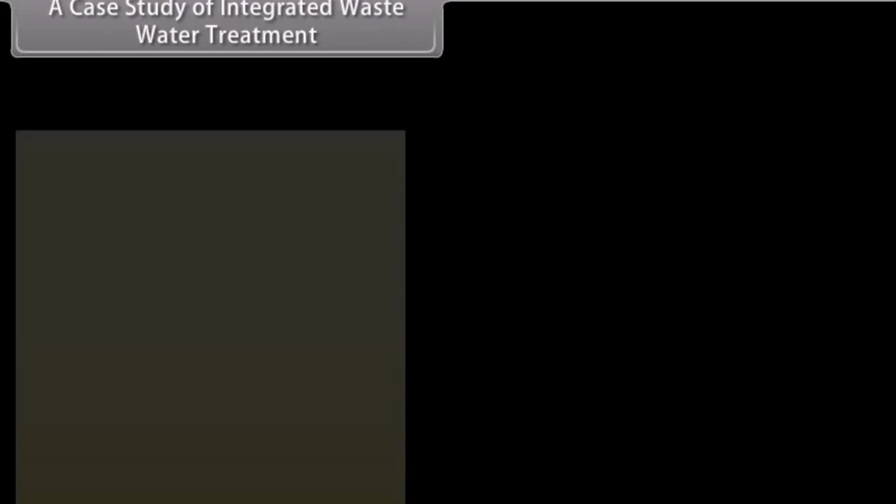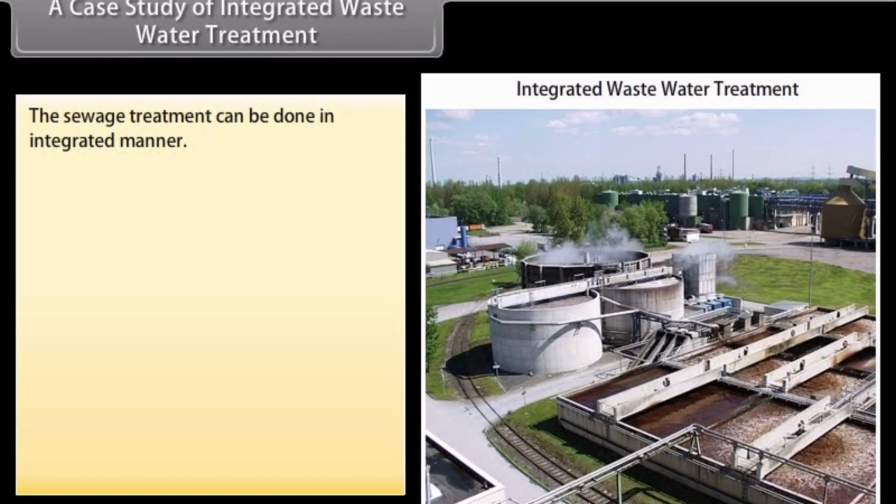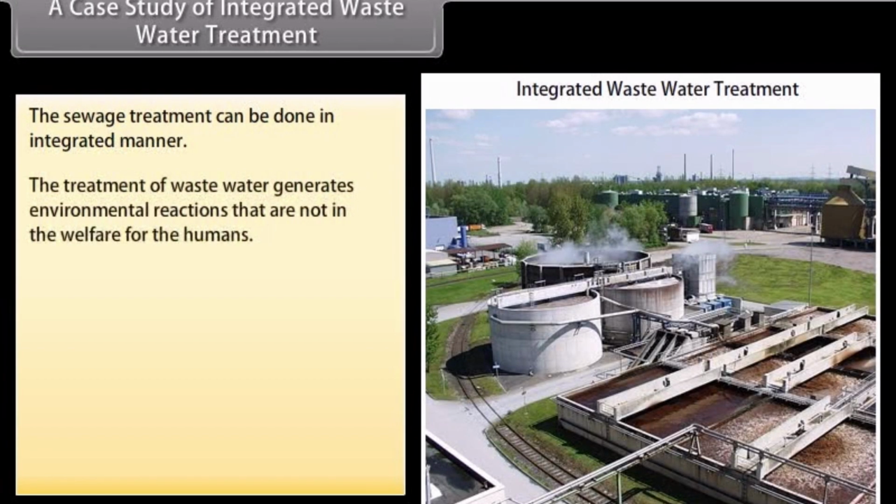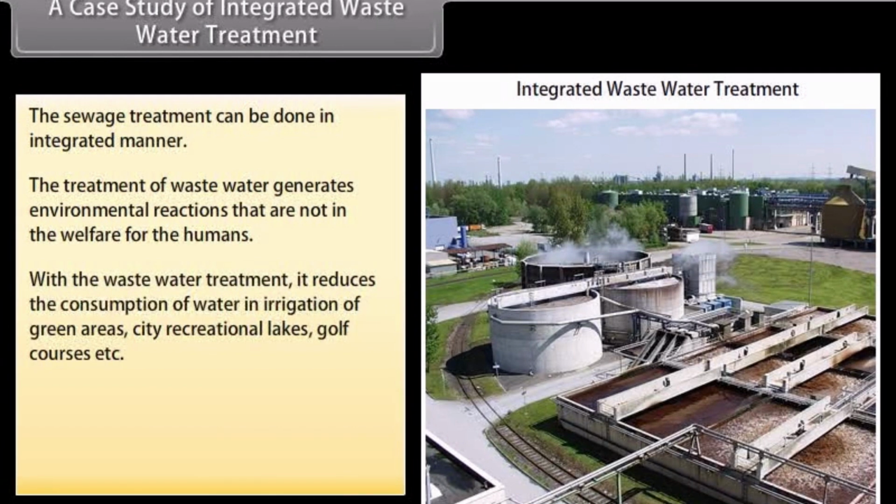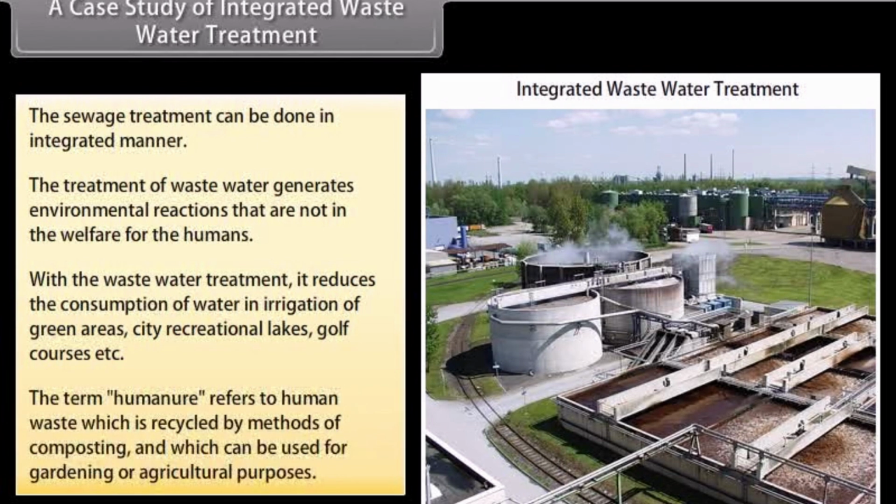A case study of integrated wastewater treatment. The sewage treatment can be done in an integrated manner. The treatment of wastewater generates environmental reactions that are in the welfare of humans. With wastewater treatment, it reduces the consumption of water in irrigation of green areas, city recreational lakes, golf courses, etc. The term humanure refers to human waste which is recycled by methods of composting and which can be used for gardening or agricultural purposes.